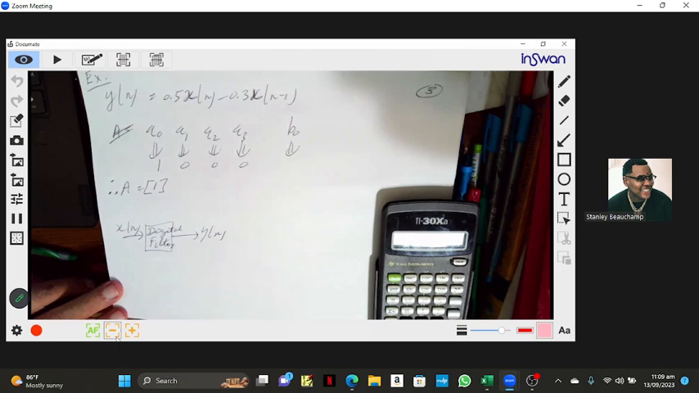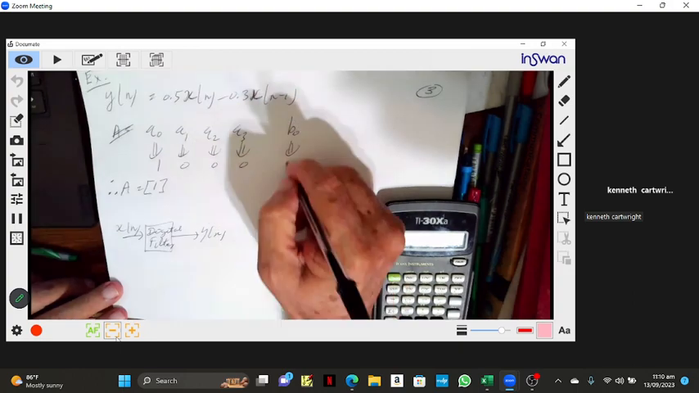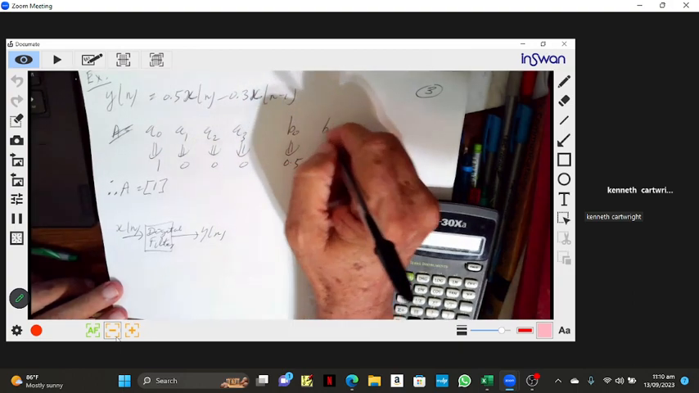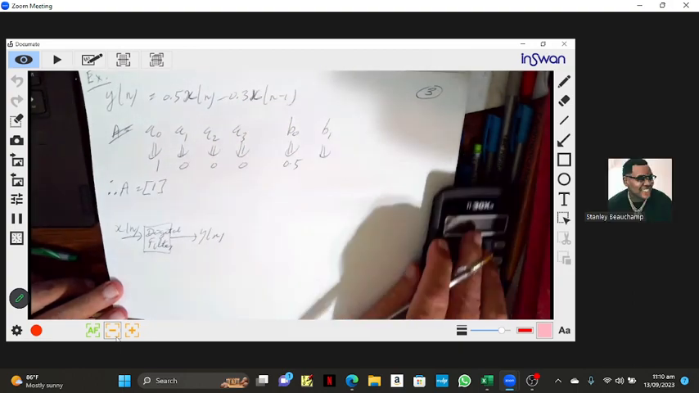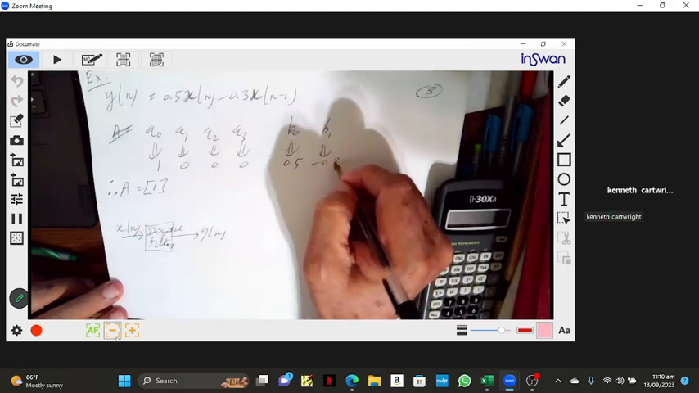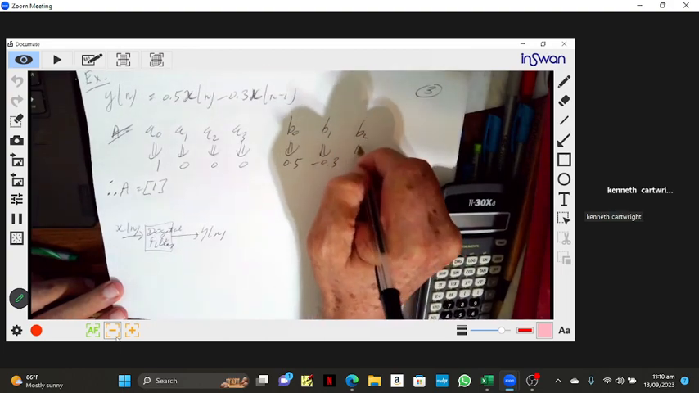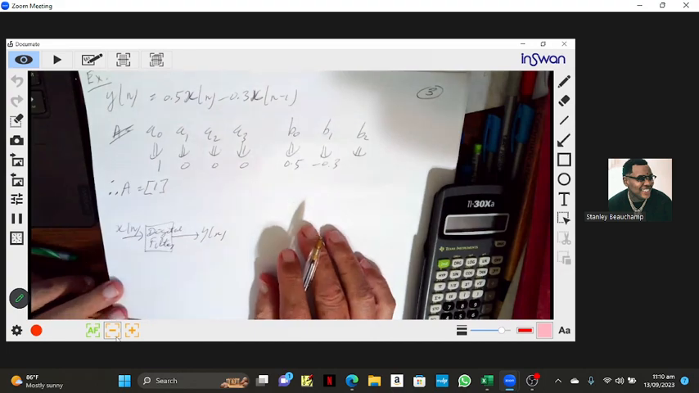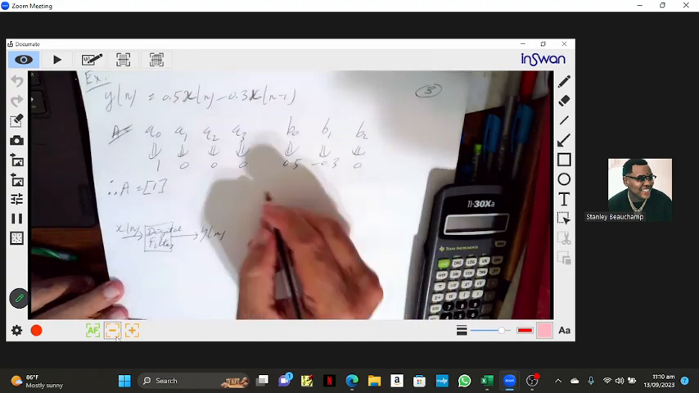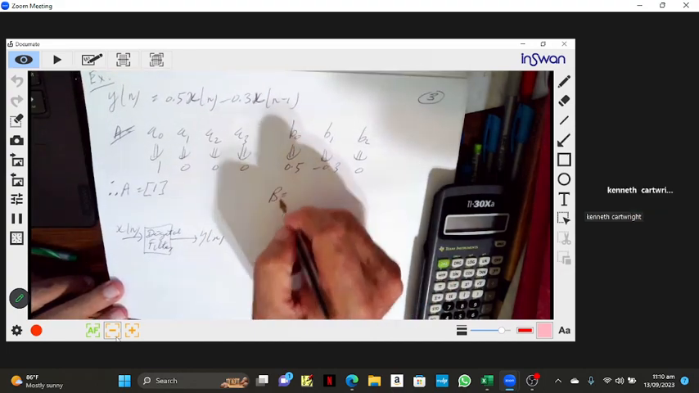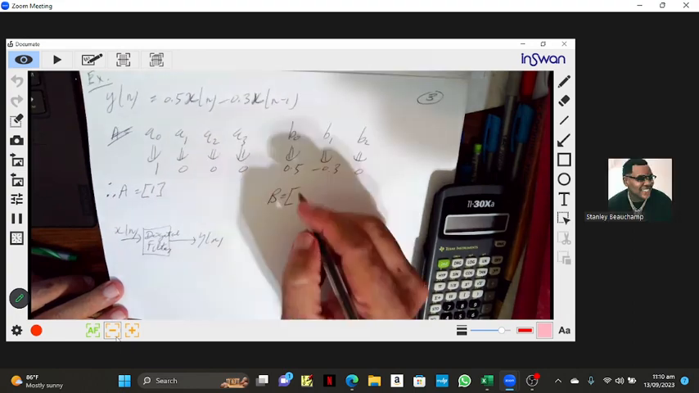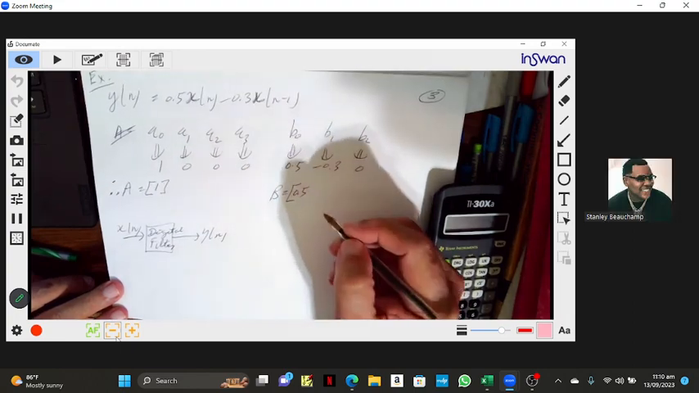Now your output is B0. B0 is 0? Is that what you said? No, I'm asking. So that should be 0.5. 0.5. What's B1 equal to? Negative 0.3. Negative 0.3. What's B2 equal to? That should be 0. 0. So what's the B vector equal to? Open bracket 0.5, negative 0.3.